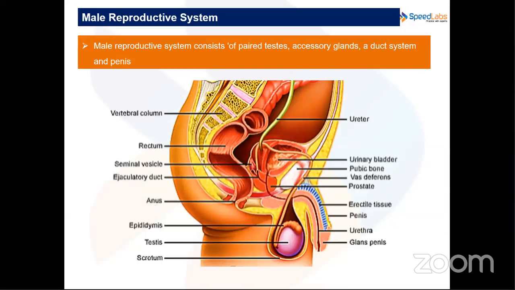You can see this is a sectional view, a one side view of the male reproductive system. So this is one testis, and you can see there are ducts coming from the testis. This coiled duct on the head part of the testis is the epididymis, which they've labeled. And this is also an important duct system. So this epididymis and this tube is the vas deferens. This is the main sperm duct.